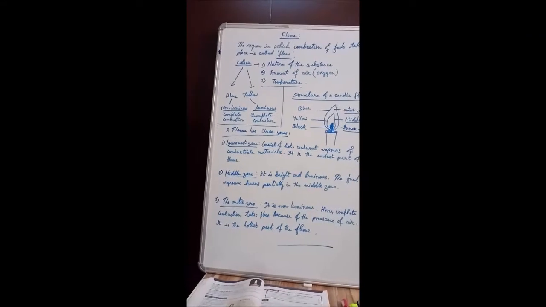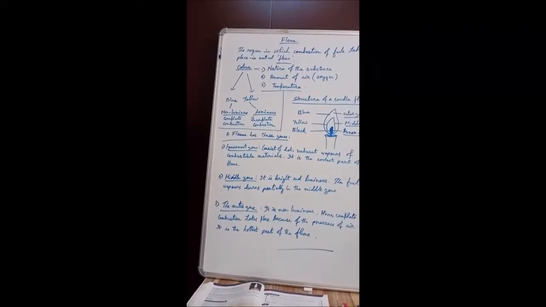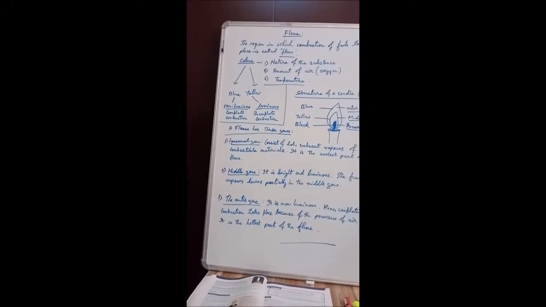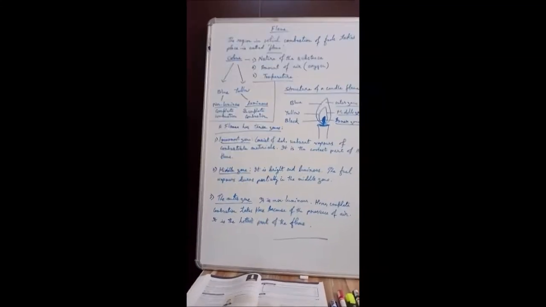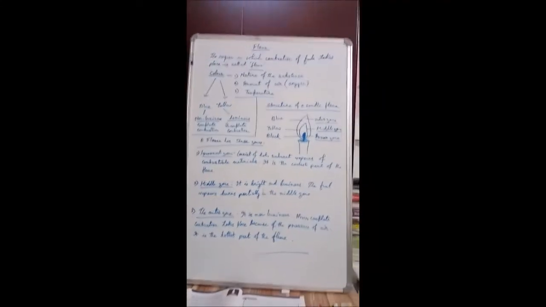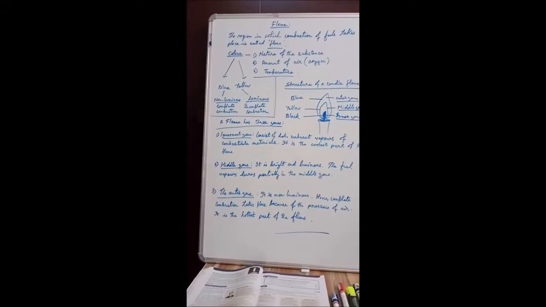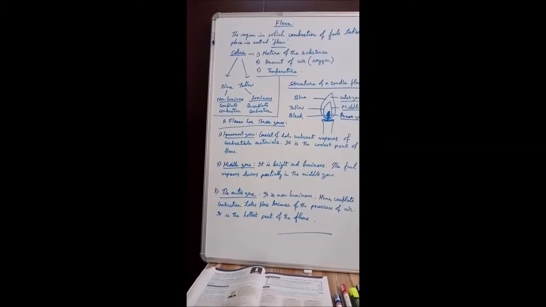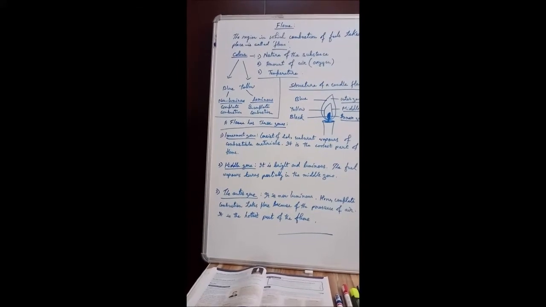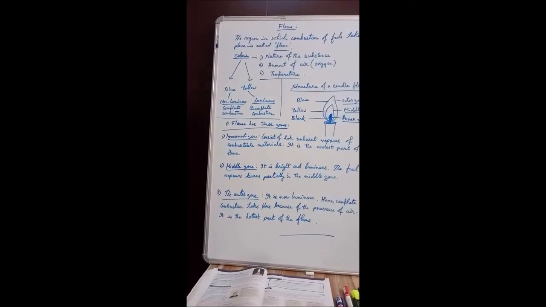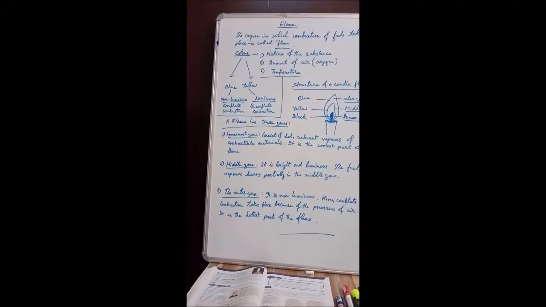So this is the structure of a candle flame, which has three different zones: outer zone, middle zone, and innermost zone. The outer zone is blue in color, the middle zone is yellow in color, and the black zone, which is the inner zone, is black in color.